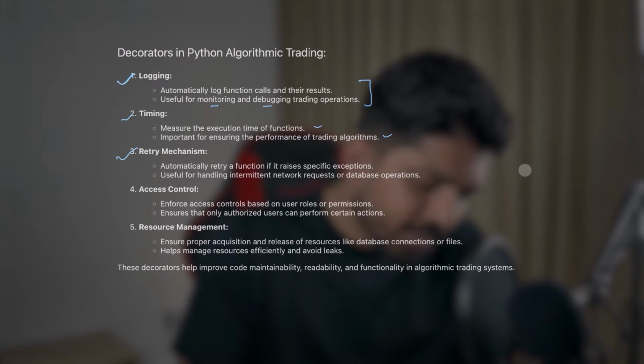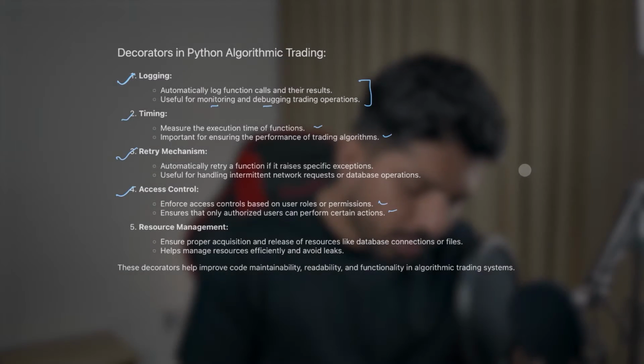The fourth is access control. So it enforces access controls based on user roles or permissions, and ensures that only authorized users can perform certain actions. So we can have some conditions in the Python decorator functions so that it can only give access to those people who are authorized. So we can use this in access control.